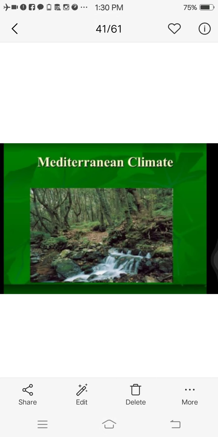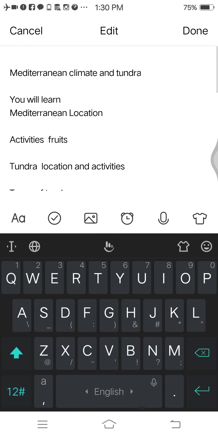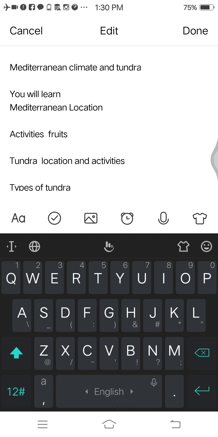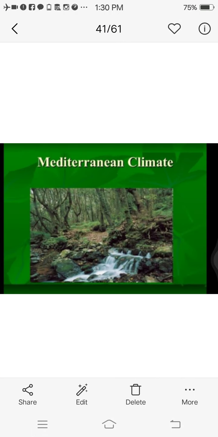Today you will learn about the Mediterranean climate and tundra: the location of the Mediterranean and what kind of activity we find there, and then we will go to the tundra's location, their activities and types of tundra. First we are going to look at the slides.